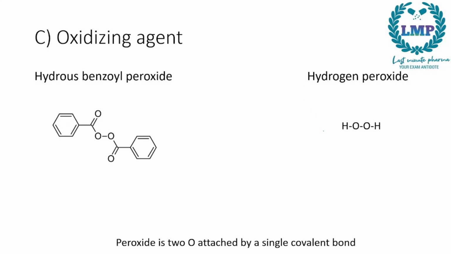Hydrogen peroxide, it will be H2O. So H, another H, then H, O, H. So we will remove these two hydrogens. We will get HOOH.